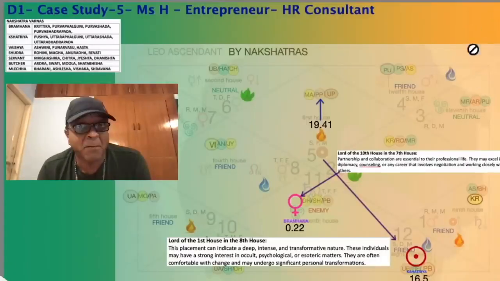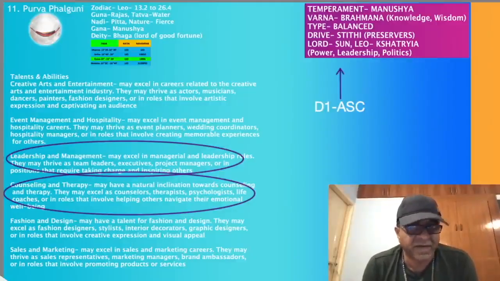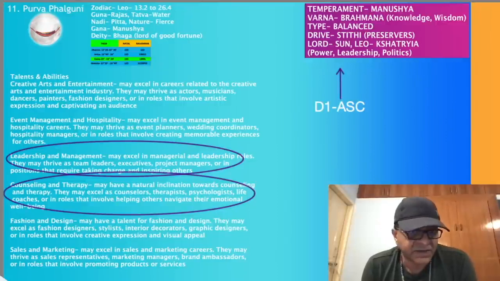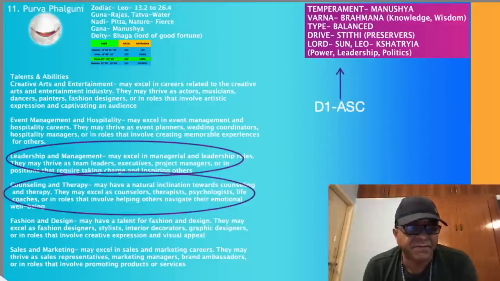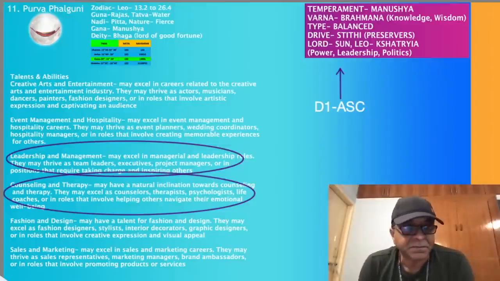Now let us examine by nakshatra, the lords with respect to the nakshatras. So her ascendant itself is in Purvafakar. Let us see the characteristics which may apply to what line of work and career she has selected for herself. I have circled two ones there, leadership and management. They may excel in managerial or leadership roles. She does. She carries that air of leadership and management type of a person. They may thrive as team leaders, executives, project managers, or in positions that require leadership.